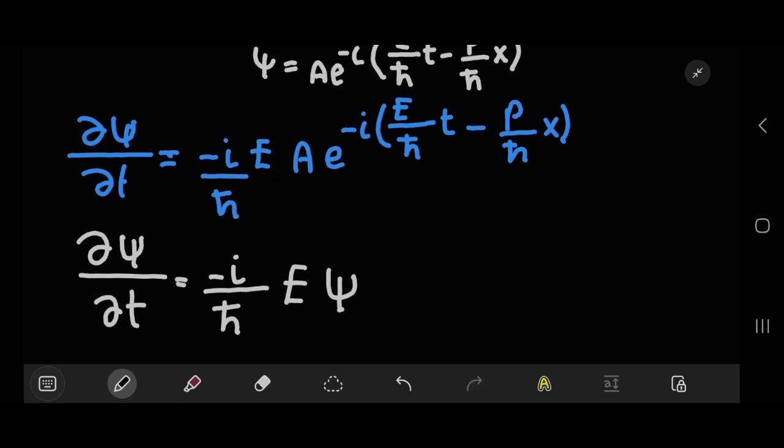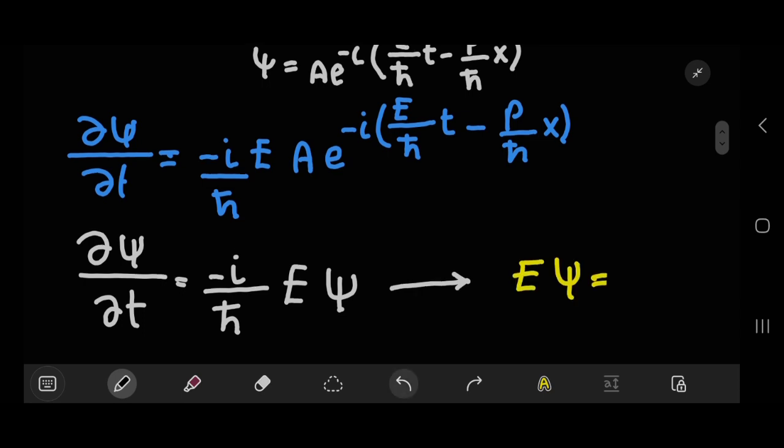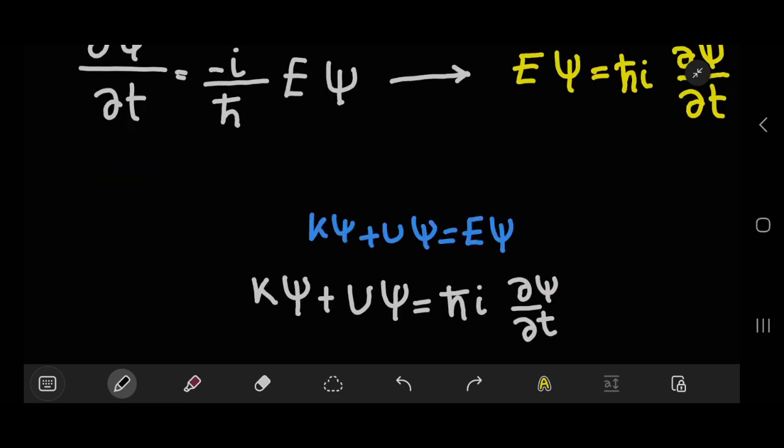We want to get Eψ on one side. That will give us Eψ = ħi times ∂ψ/∂t. If we return to the equation we started with, we could replace Eψ with ħi ∂ψ/∂t.